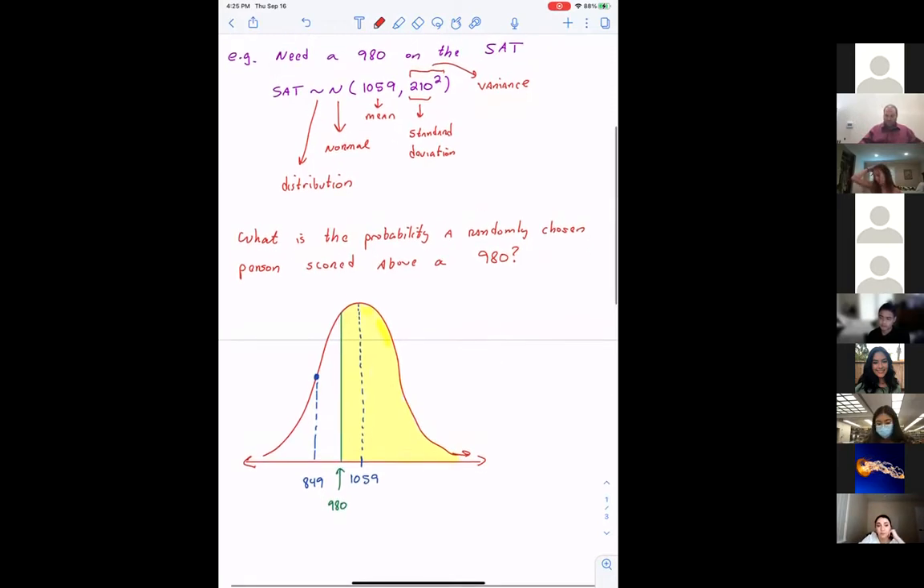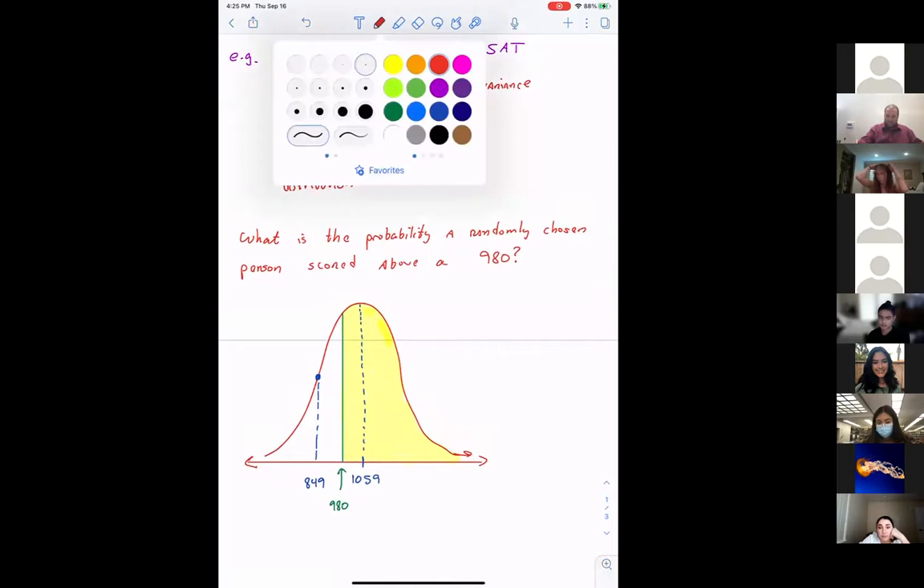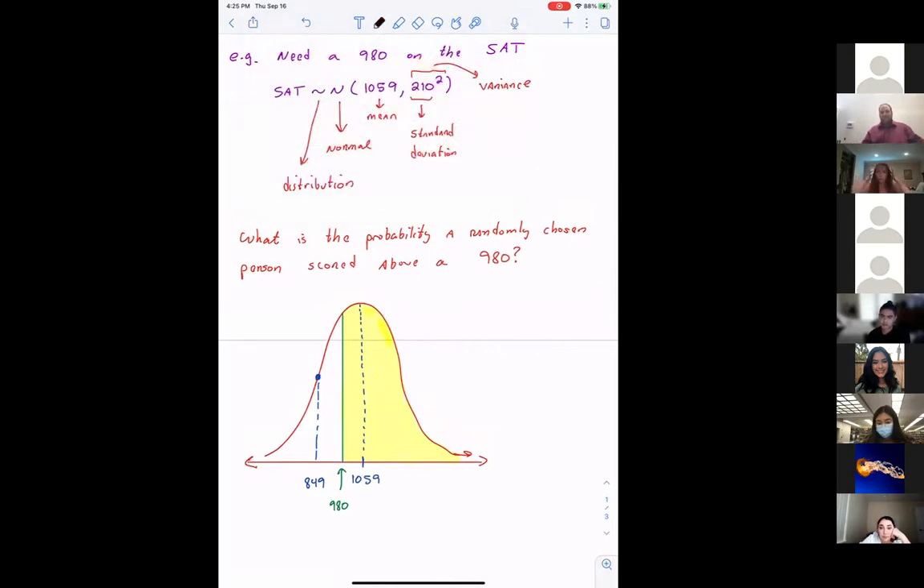Okay, so let's do this in a few different ways. The first way we're going to do it is to calculate the z-score of our data point. What is the z-score for 980?